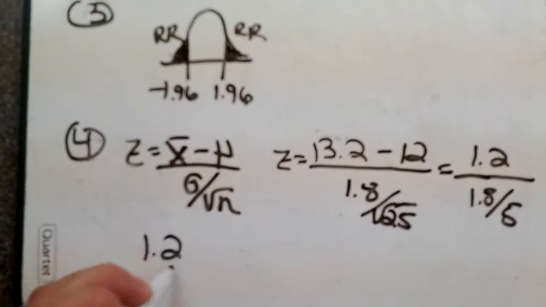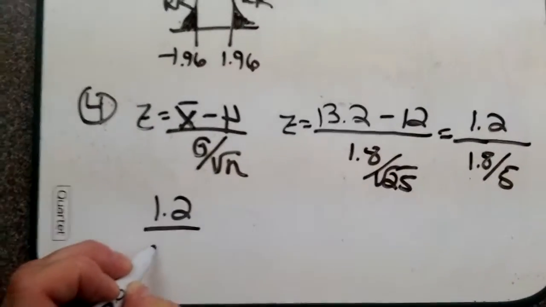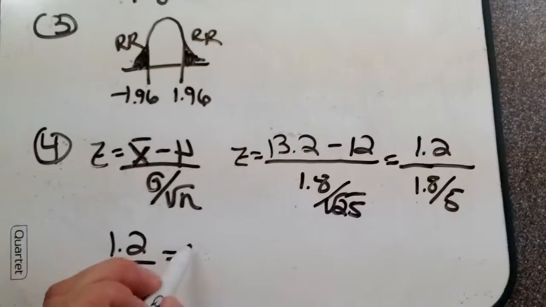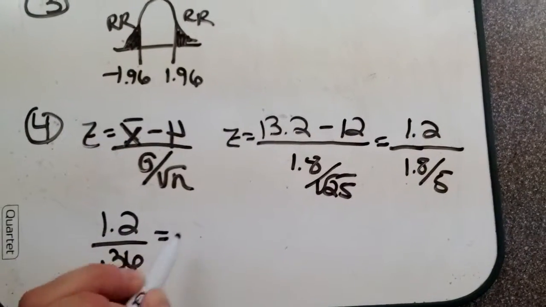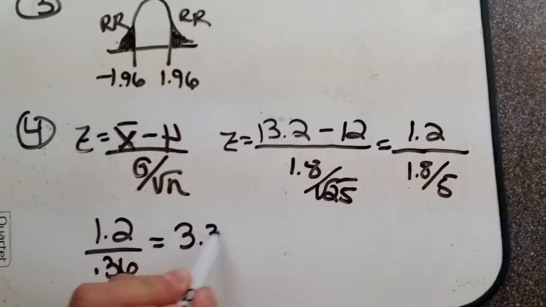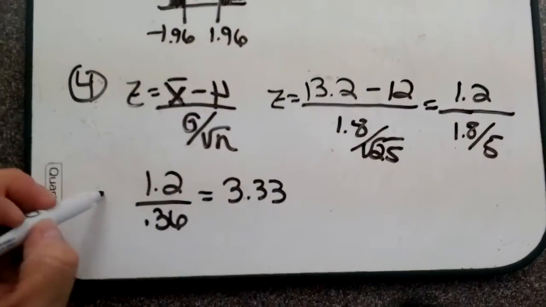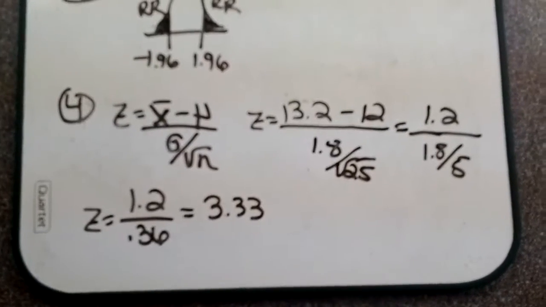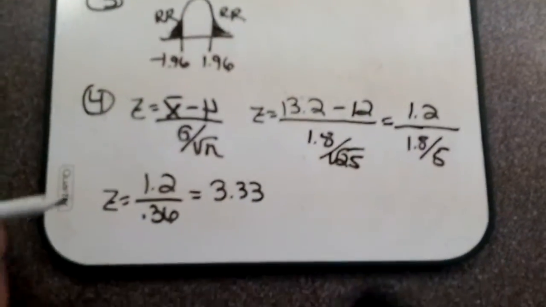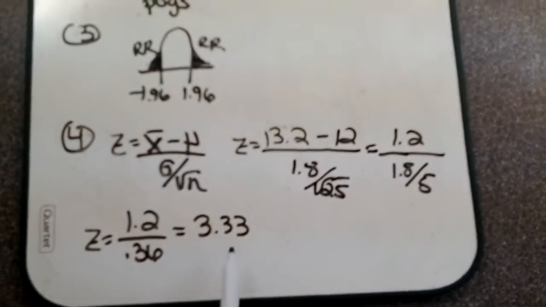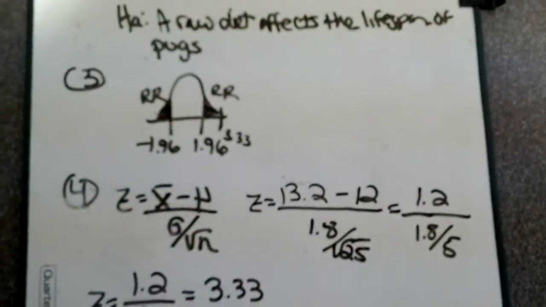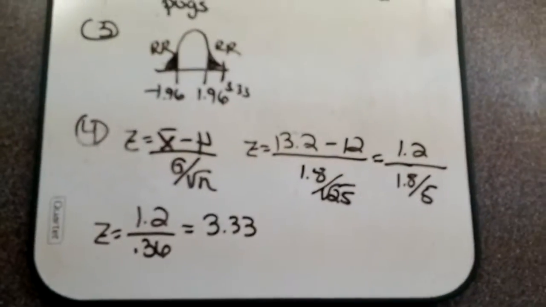I have 1.2 divided by 0.36. And that number, I already calculated in case those of you are wondering how I could do this math so fast, is 3.33. So now I know the sample of pugs have a z-score of 3.33. If I put this number up in my picture, I know that 3.33 is up in here. That helps me decide what to do in step 5.